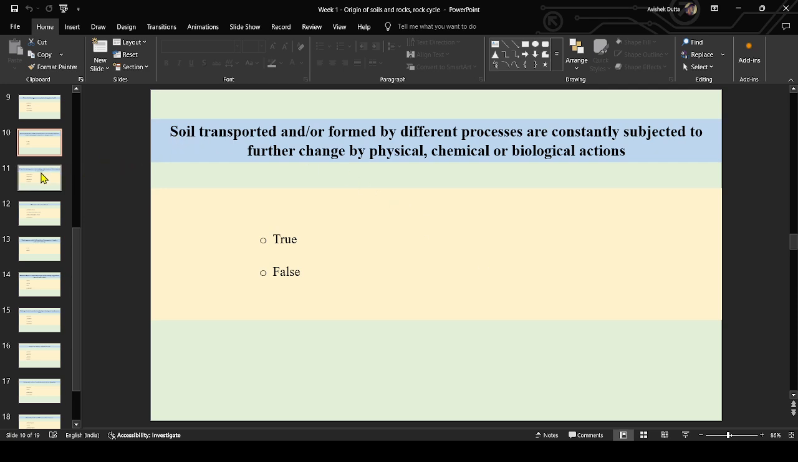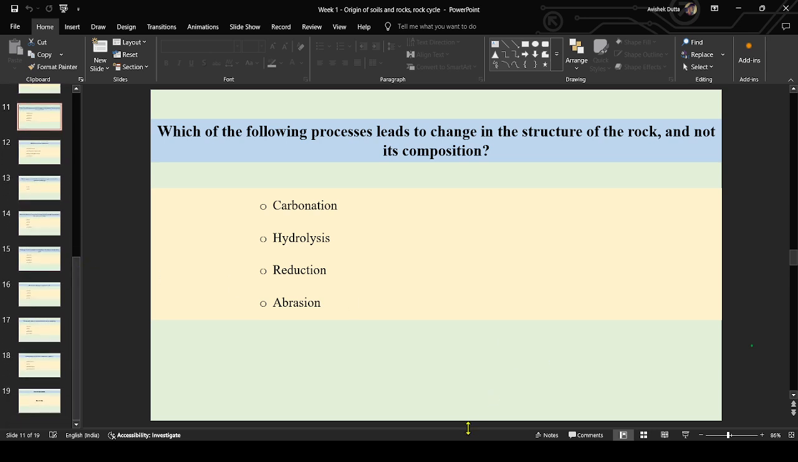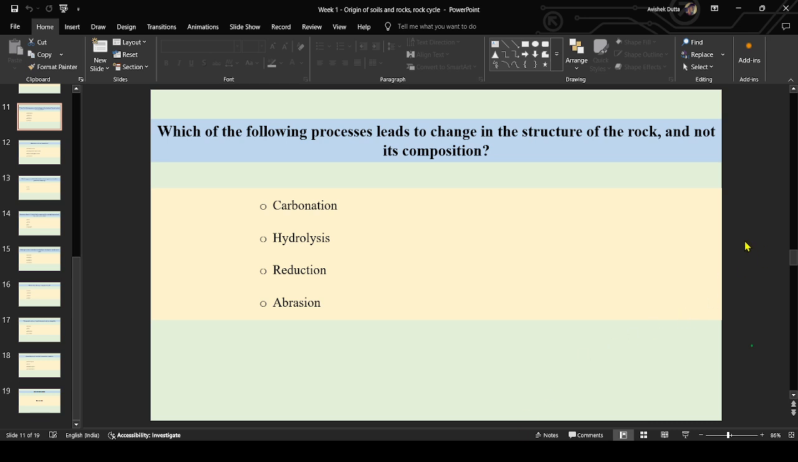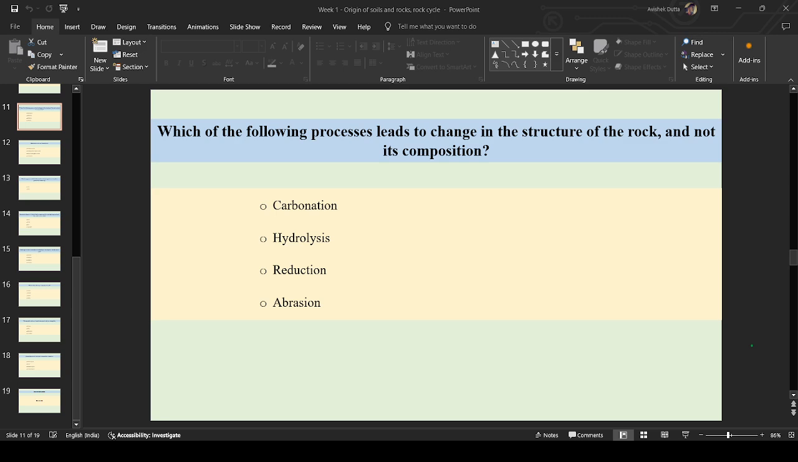Next question. Which of the following processes leads to change in the structure of the rock and not its composition? The options are carbonation, hydrolysis, reduction, or abrasion.